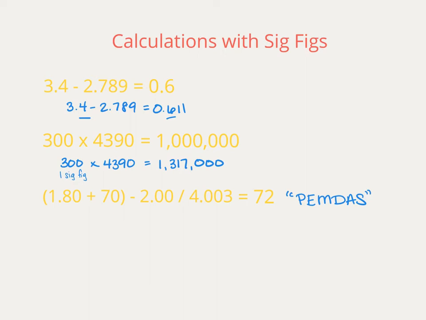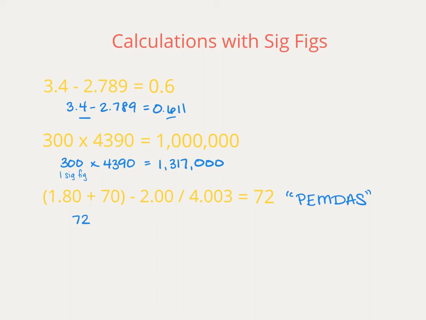So first up is our parentheses. 1.80 plus 70 gives us 71.8. But since we're adding, we have to go by decimal places, and 70 has 0 decimal places, so our answer can't have any decimal places either. So we're going to round up to 72.